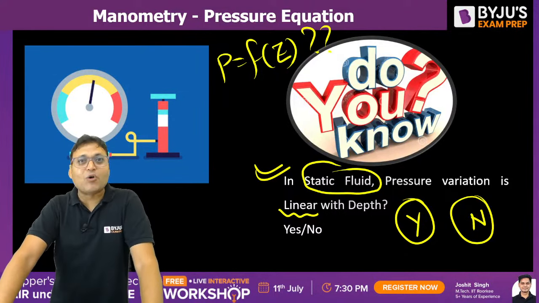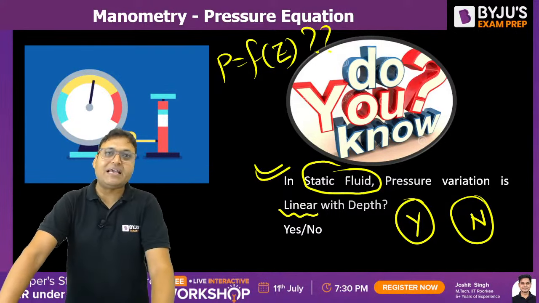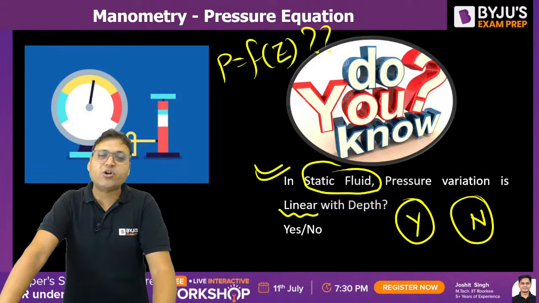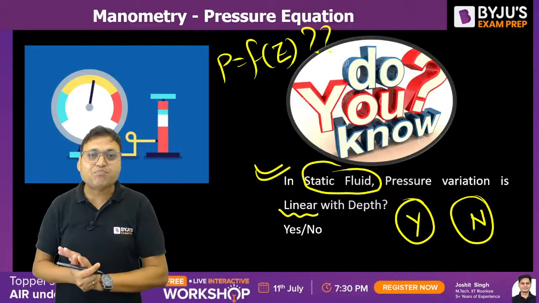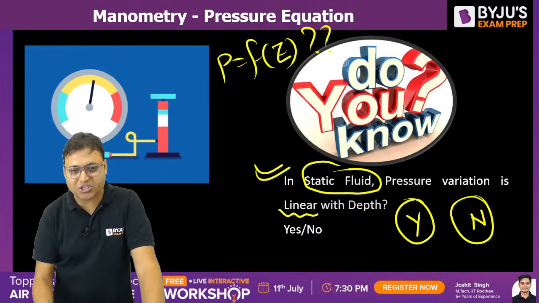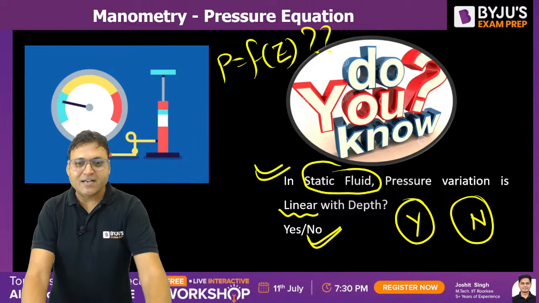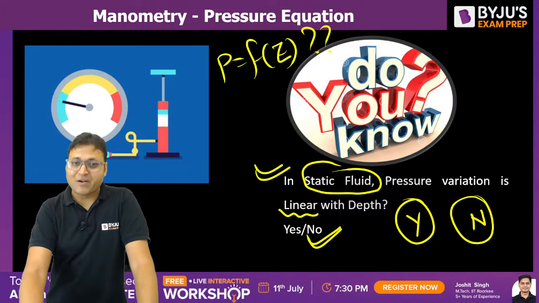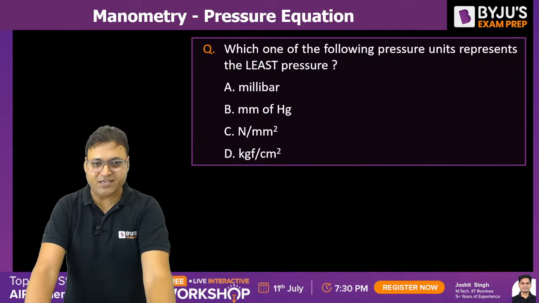But if we talk about compressible fluid, where the density of the fluid is a function of temperature as well as pressure, in that case, the variation of pressure with depth or height is non-linear. It is exponential in nature. So the answer, technically speaking, to this question will be no. Do you understand it? Because it will be linear only in case of incompressible fluid. But for compressible fluid, the variation will not be linear. It is exponential in nature.